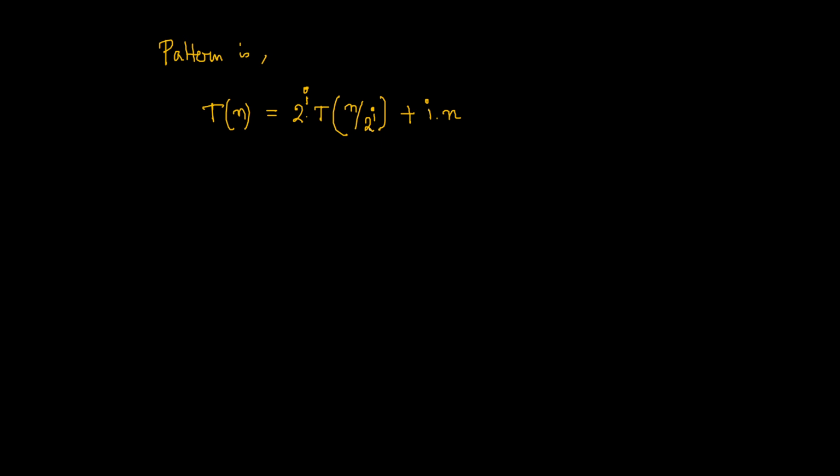So that means, to realize the expression of the whole equation, we have to somehow consider n by 2 to the power i to be equal to 1 at some value of i. If I consider this, naturally I will get the same thing: 2 to the power i means n. And if I put a log on both sides, ultimately I will get i equal to log n.